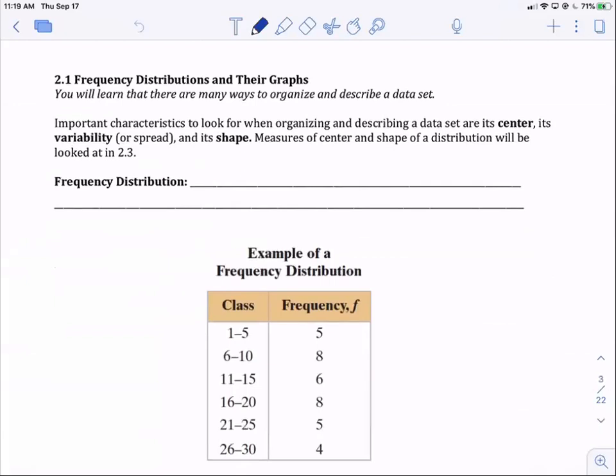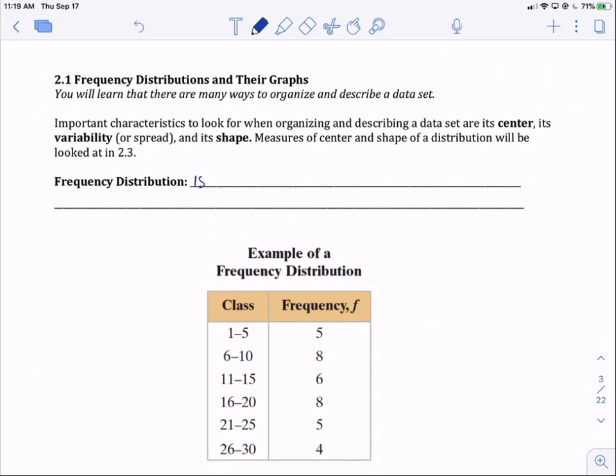So we're going to learn that there's many ways to organize and describe a data set. Important characteristics to look for when organizing and describing a data set are its center and its variability or spread and its shape. And we're going to talk about that in 2.3. The center part is stuff you guys actually already know, mean, median. Okay. So what we're going to look at today is a frequency distribution.